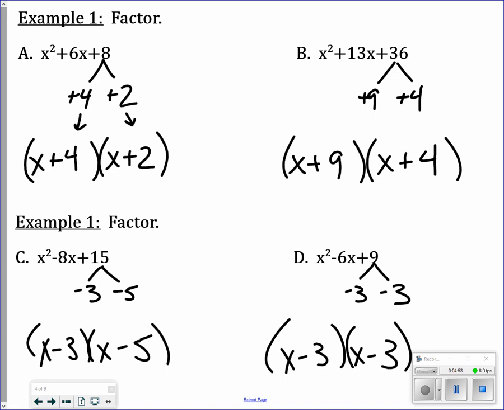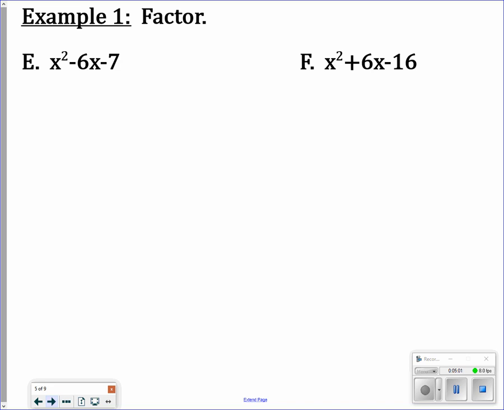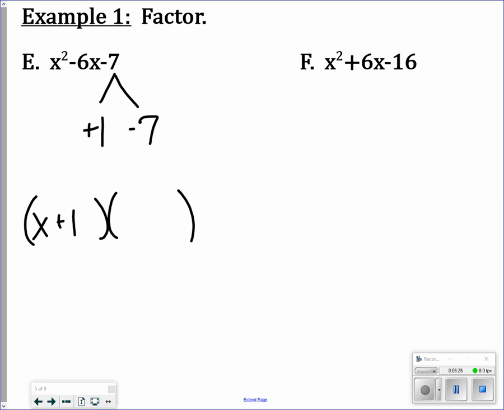Well, then the next question that's going to pop up here is what happens if the last number is negative? The only way to get a negative is one of them has to be positive and one of them has to be negative. So that's the only way to multiply to get a negative. So now, if I had a negative 7 times a positive 1, those two numbers will multiply to be negative 7 and add up to the b term, add up to negative 6. And then I just need to write that down as its two factors.